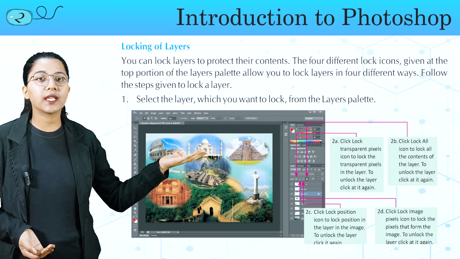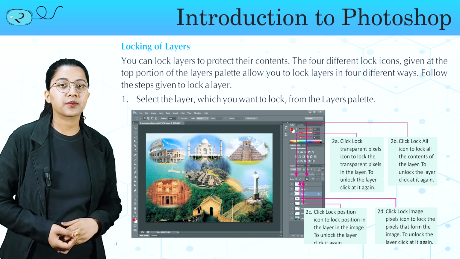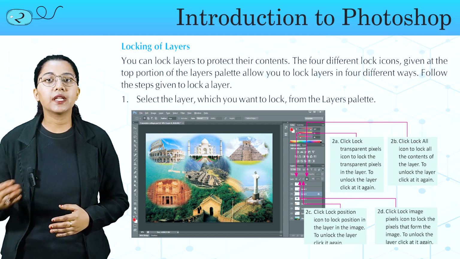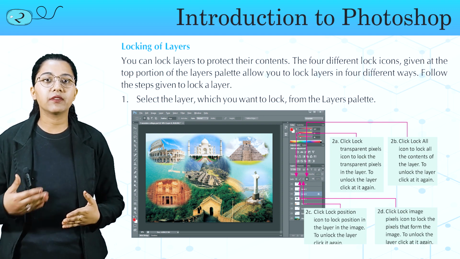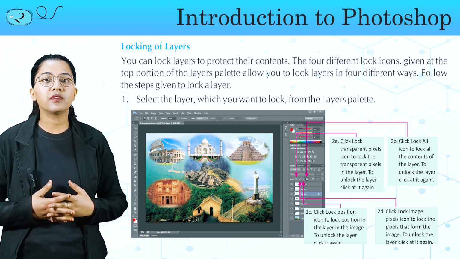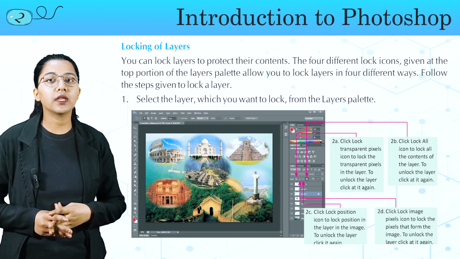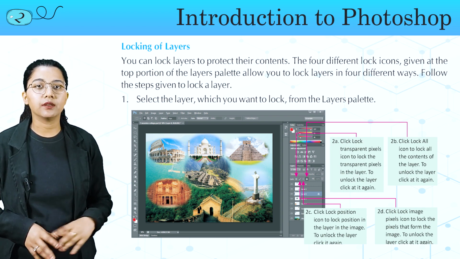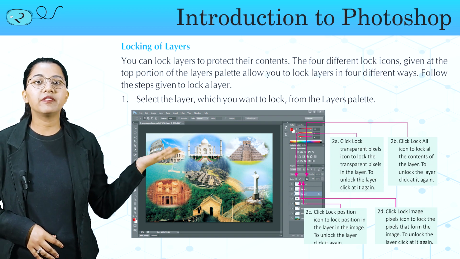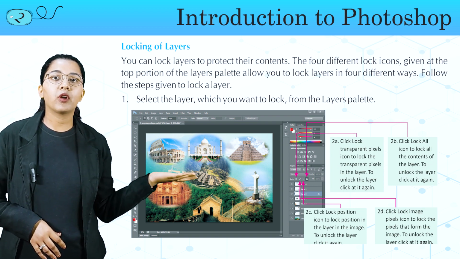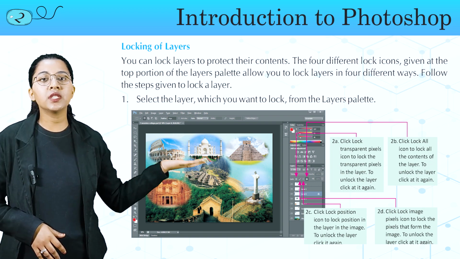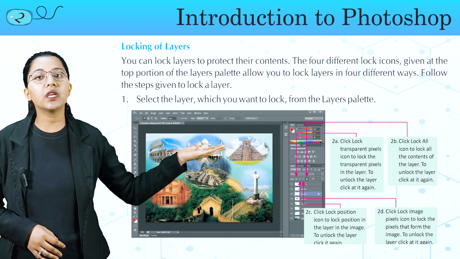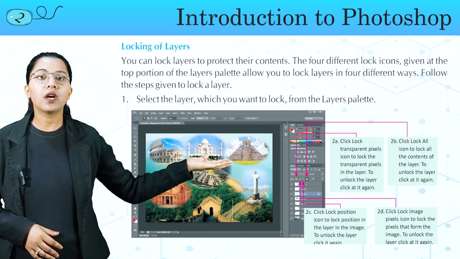Now, next topic is locking of layers. You can lock layers to protect their content. The 4 different lock icons given at the top portion of the layer palette allow you to lock layers in 4 different ways. Follow the steps given to lock a layer. First, select the layer which you want to lock from the layer palette. So students, here you can see the interface and you have to go through all the steps given alongside.